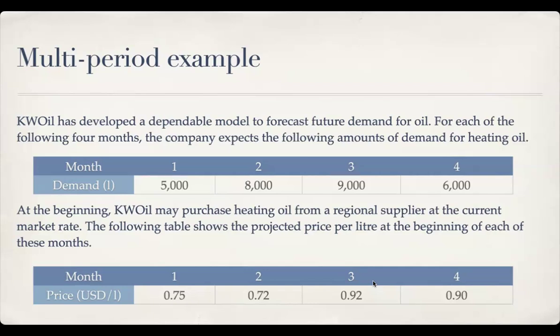At the beginning, KW Oil may purchase heating oil from a regional supplier at the market rate. The prices are shown in this table. The first month, the price is 0.75. The second month is 0.72, the third month 0.92, and the fourth month is 0.9.